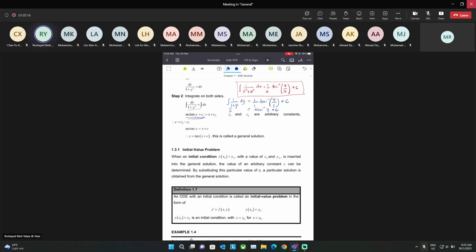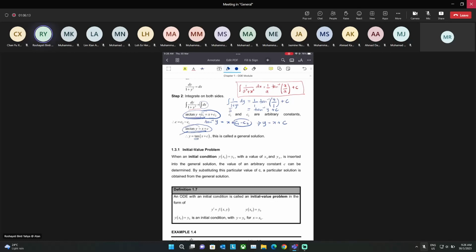Why C1 and C2? Because C1 is for the left hand side, and C2 is from the integration of dx equal to x plus C2. So arctangent y equals x plus C1 minus C2. These two are constants. If you subtract C2 from C1, you get another constant, so x plus c is still a constant. So here arctangent y equal to x plus c. Arctangent, when you move it to the right, becomes tangent.